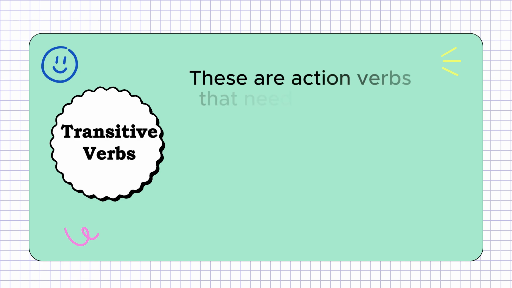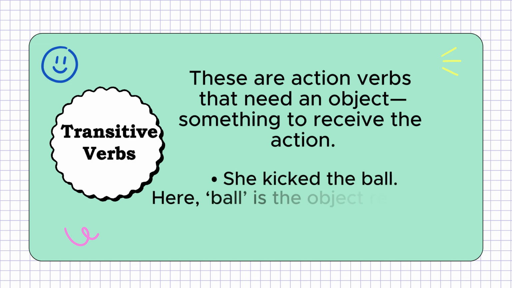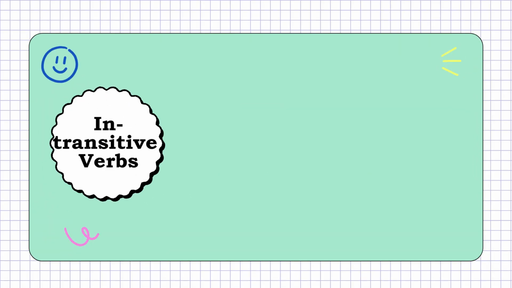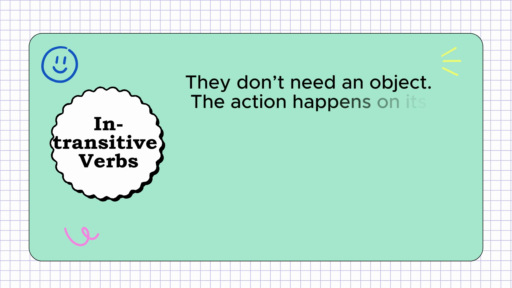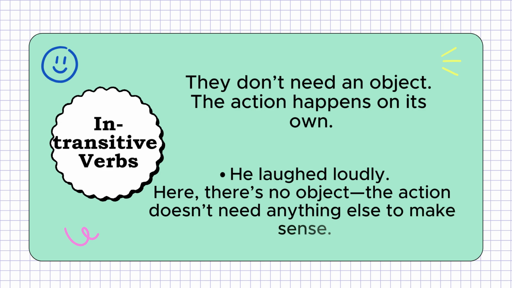Next are transitive verbs. These are action verbs that need an object, something to receive the action. Example, she kicked the ball. Here, ball is the object receiving the action of being kicked. In opposite, we have intransitive verbs that don't need an object. The action happens on its own. He laughed loudly. Here, there's no object. The action doesn't need anything else to make sense.